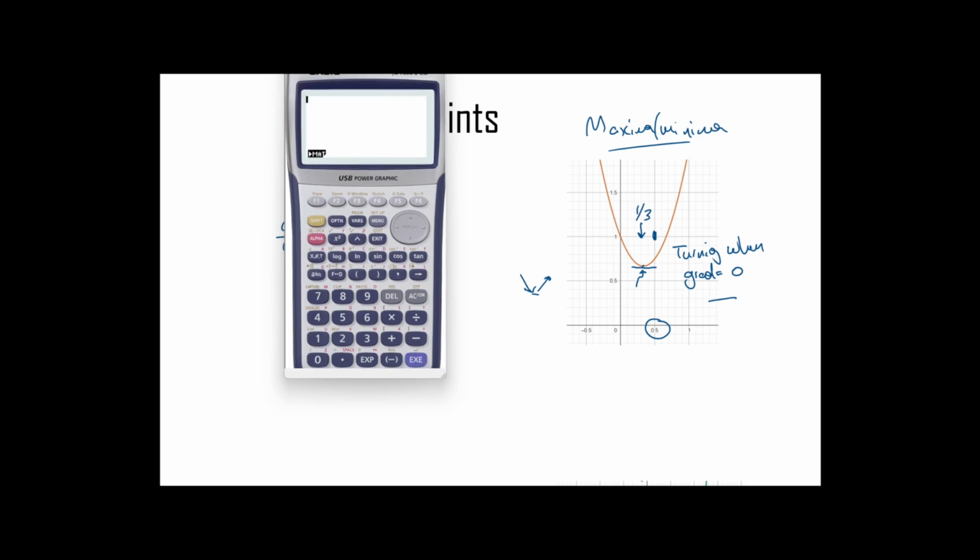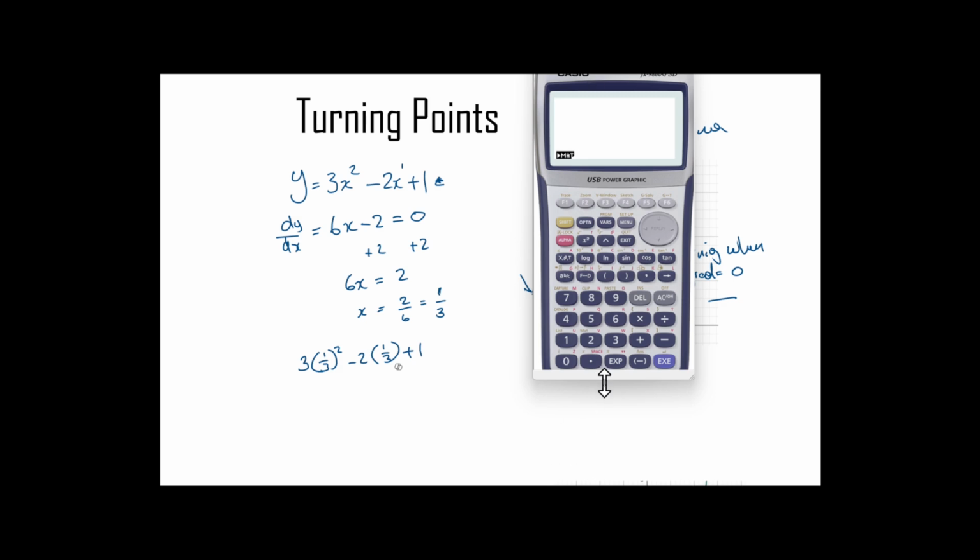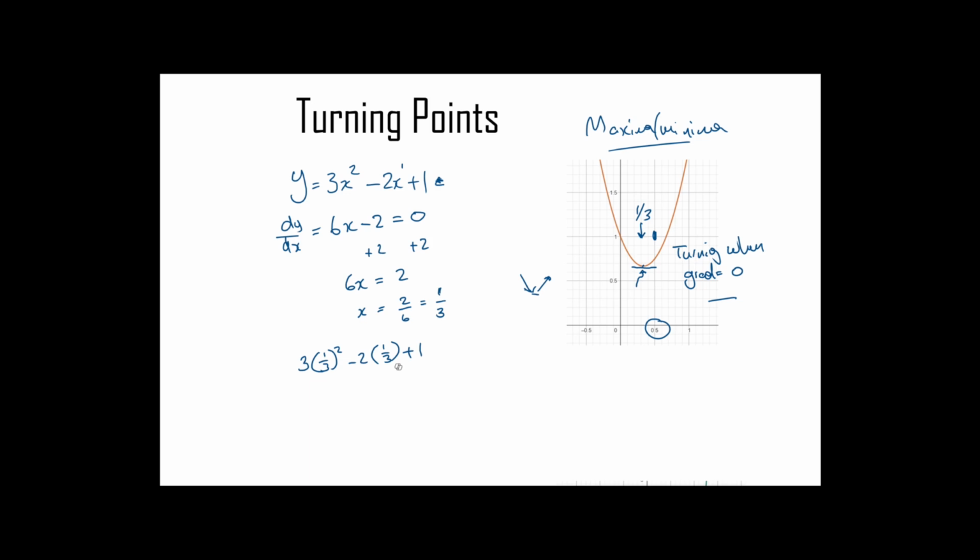Let's work it out. 3 times 1/3 squared minus 2 times 1/3 plus 1, 2/3. Okay. Yeah, I guess it would be 2/3. So it has a turning point at 2/3. And that kind of makes sense. If that's 0.5 and that's 1, that's about 0.66666. So it has a turning point at 1/3, 2/3.